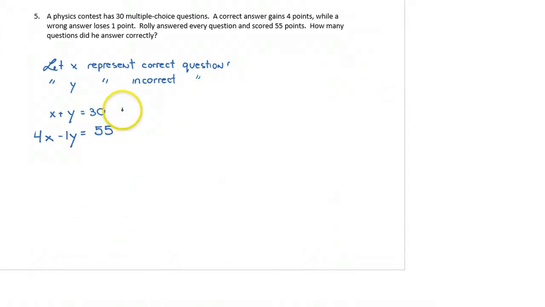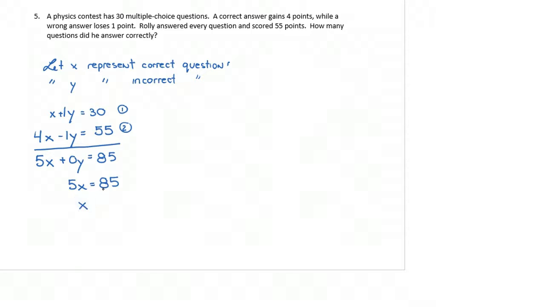So now, here are my two equations, and I just dive in and solve them. This is actually set up very nicely for elimination already, because notice my y's have the same coefficient, just opposite signs. So I can add these two equations. x plus 4x gives me 5x. y minus y gives me 0y. Look at that. 30 plus 55 gives me 85. Therefore, 5x equals 85.